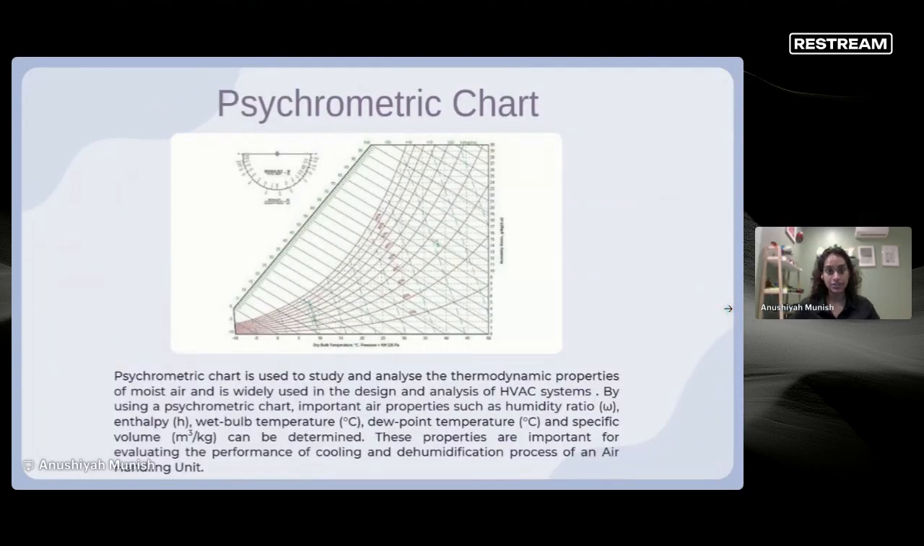Okay, let's look at the psychrometric chart. A psychrometric chart is used to study and analyze the thermodynamic properties of moist air and is widely used in the design and analysis of HVAC systems. By using the psychrometric chart, important air properties such as the humidity ratio, the enthalpy, the wet bulb temperature, dew point temperature, and specific volume can be determined. These properties are important for evaluating the performance of cooling and dehumidification process of an air handling unit.